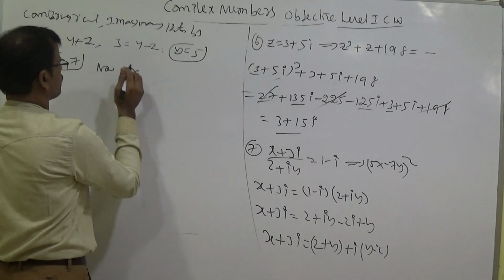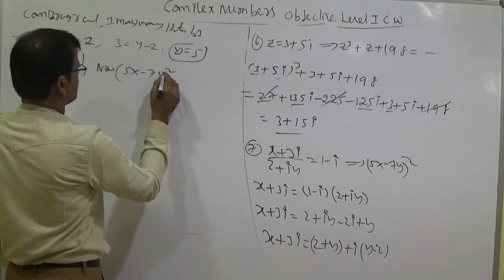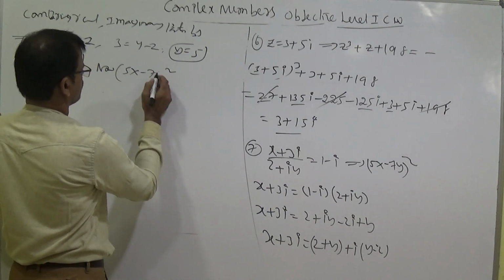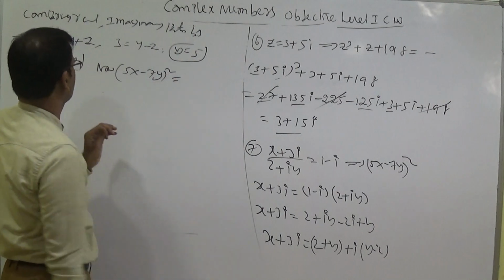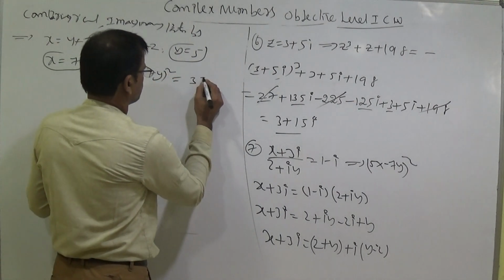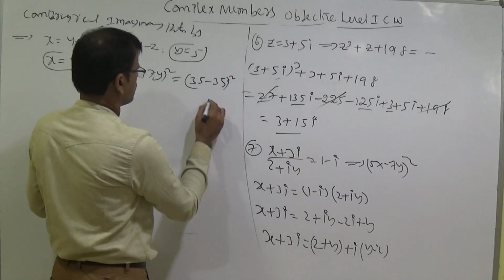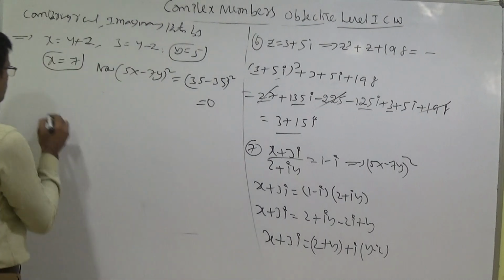Now he is asking (5x − 7y)². So what is the value of 5x? 5 into 7 is 35. 7y, so 7 into 5 is 35. (35 − 35)², the value is 0.